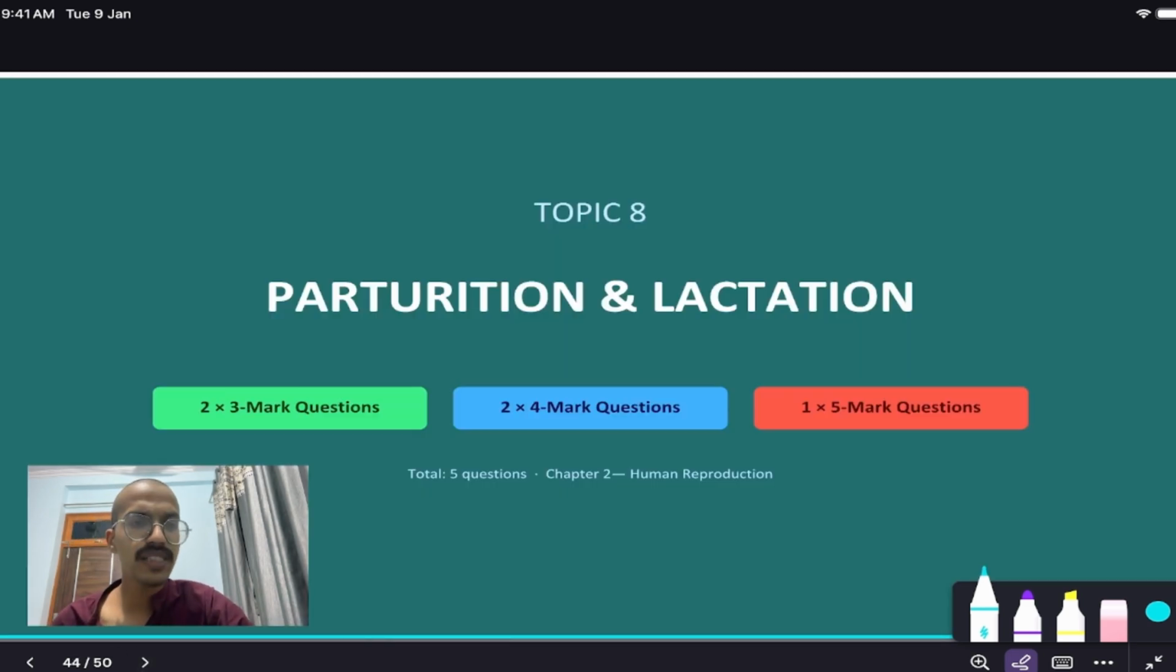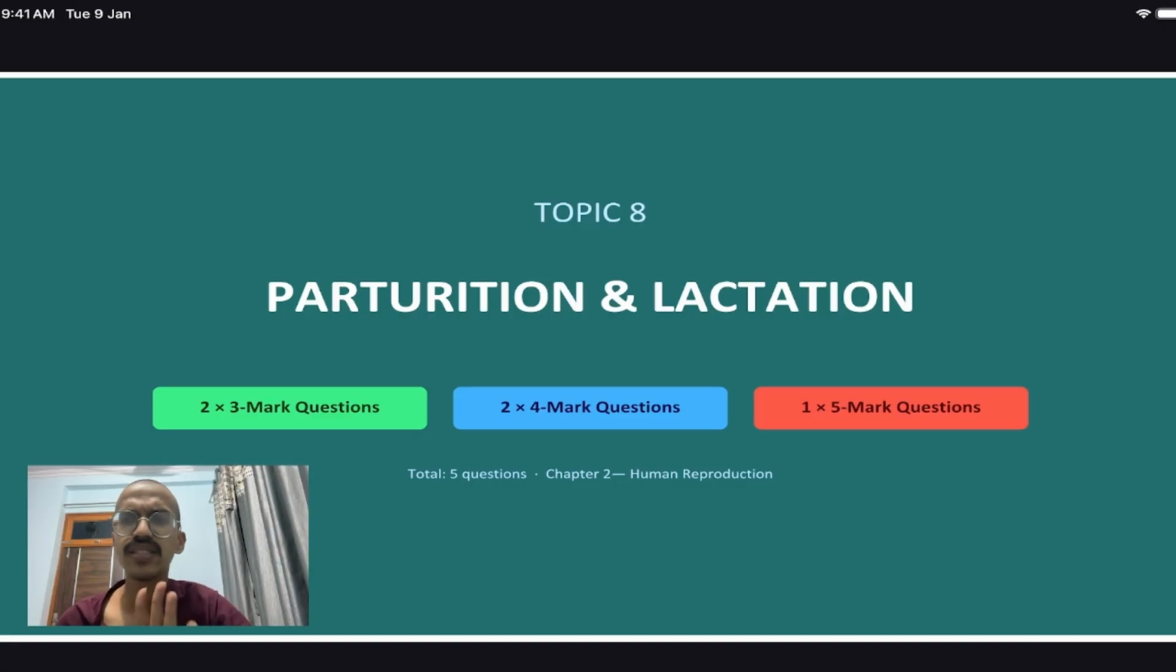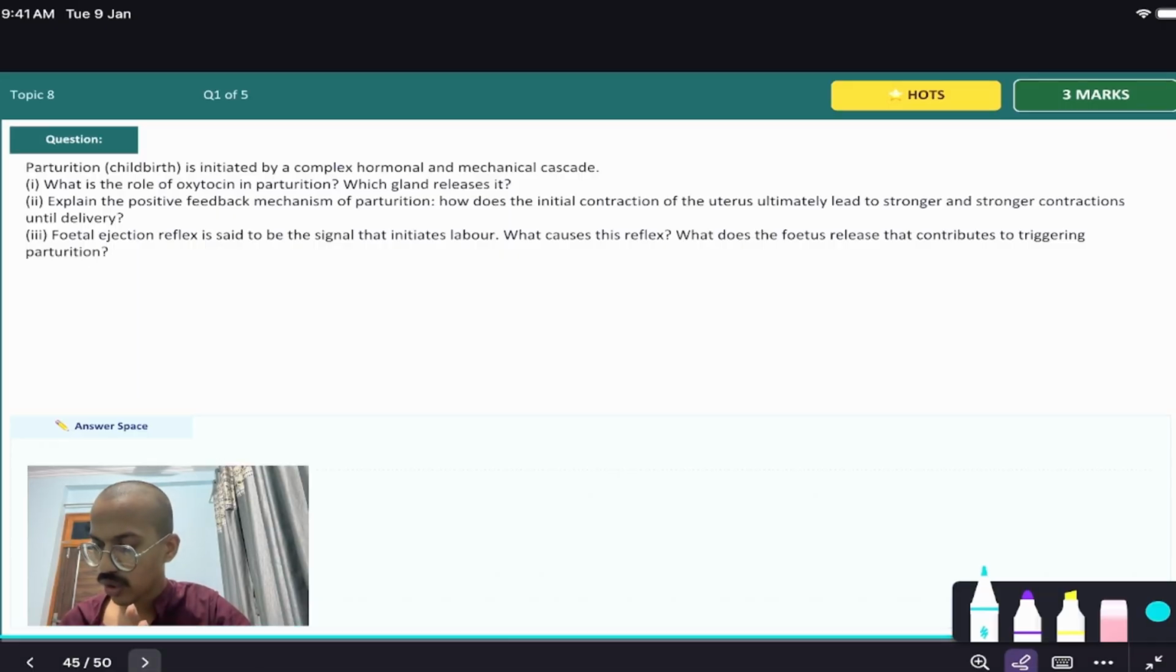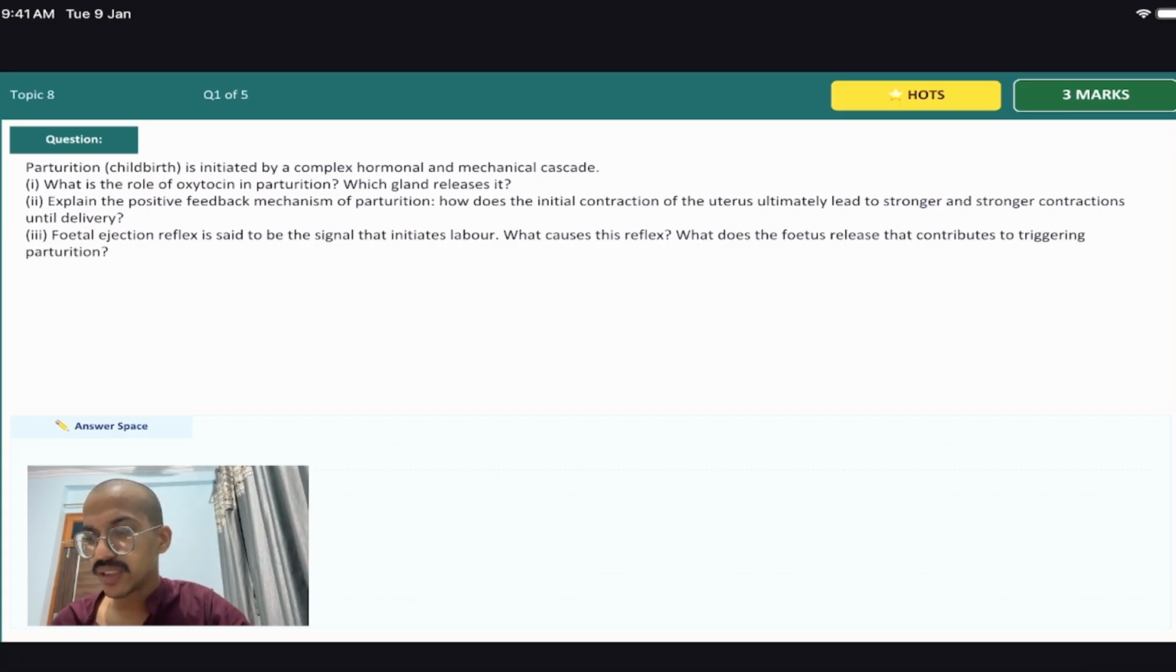And the last topic is parturition and lactation. This is the easiest topic, if you know the whole thing. The first question: childbirth is initiated by a complex hormonal and mechanical cascade. What is the role of oxytocin in parturition? It contracts the uterine muscles and pushes the fetus. Which gland releases it? It's the posterior lobe of the pituitary.